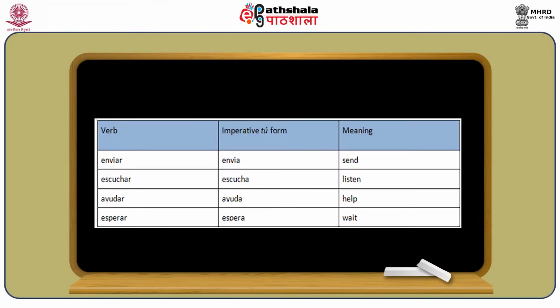So the imperative forms of some AR ending regular verbs are given below. We have the verb on one side, then the imperative form, and then what it means. For example, the verb enviar means to send, but the third person singular of enviar will be envía, that is, remove AR and add A, or simply remove the R from the verb. And when we say envía, it means send, that is the command. So enviar means to send, but envía means send.